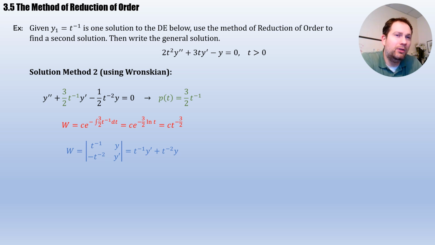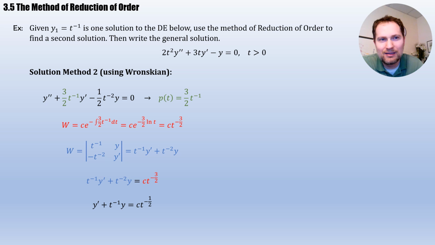But apparently blue is equal to red, because we just said we have two ways of writing down the Wronskian now. We can compute it directly using the determinant. We also have this formula in red, and those should be the same. Well, that gives us a way of solving for y, the second unknown function. What do you think? I think you might like this.